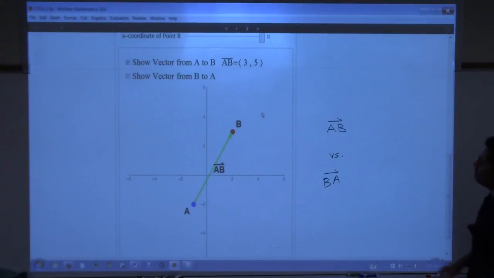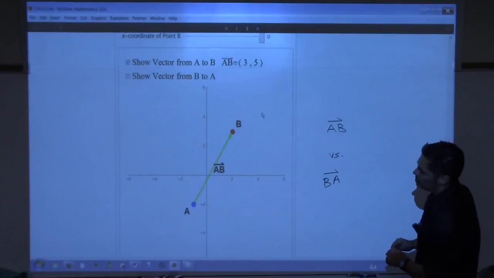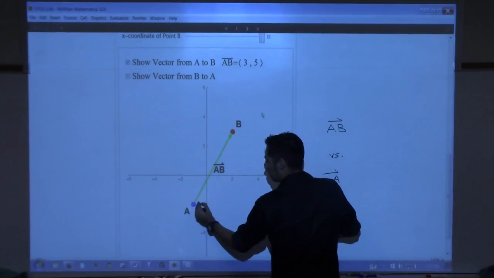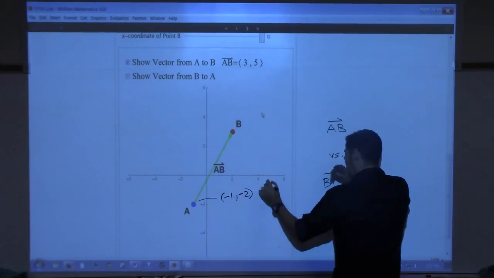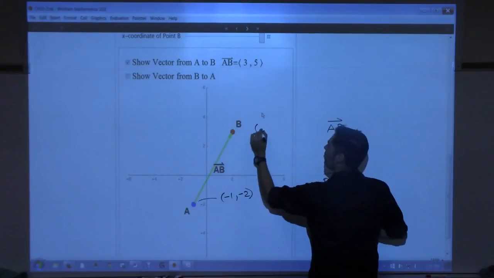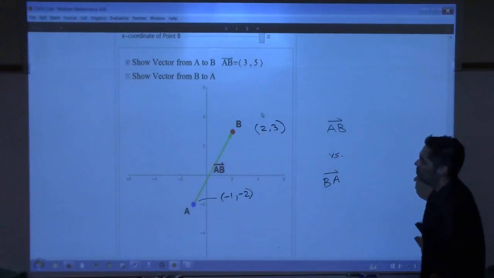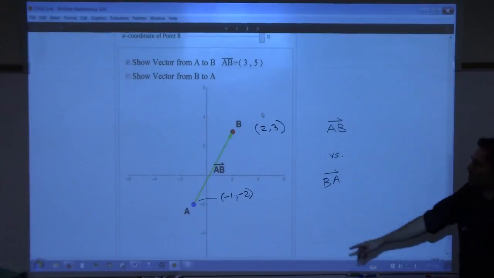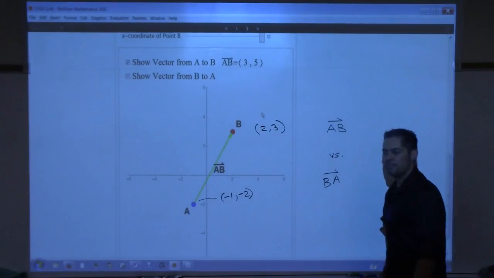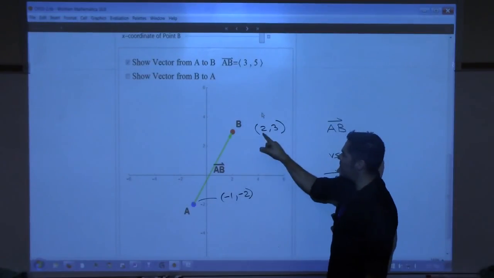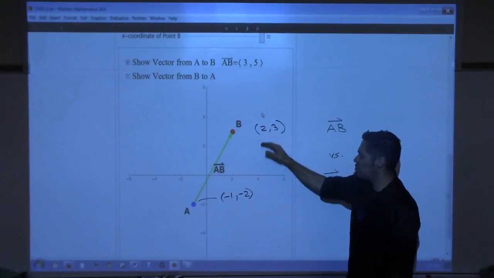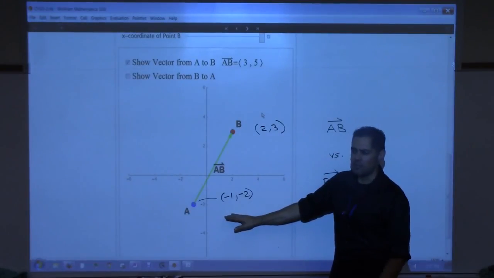So let's see this vector AB. I'm going to give you the coordinates of these points. The x and y coordinate of this point looks like -1, -2. And the coordinate of this one looks to be 2, 3. So how do we represent that green vector that goes from A to B? We subtract. What do you mean subtract? That's right, but A from B. You take A away from B? So take this one and subtract this one? How do you mean subtract though?